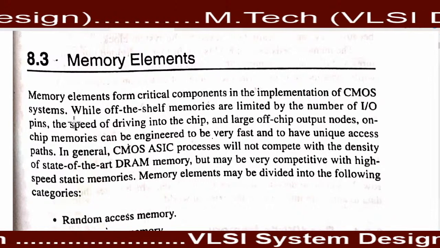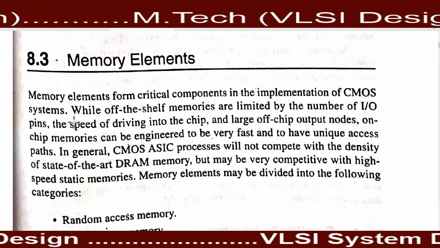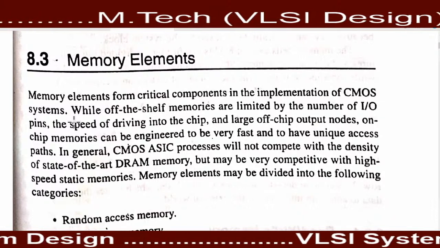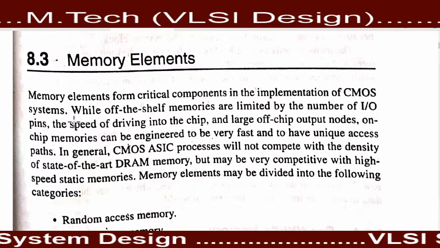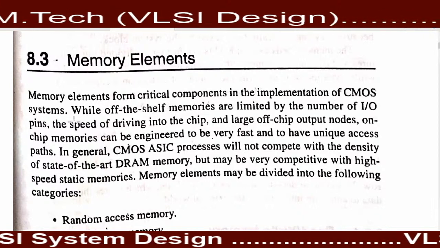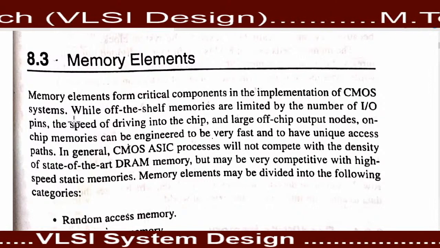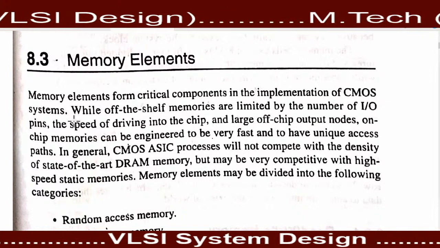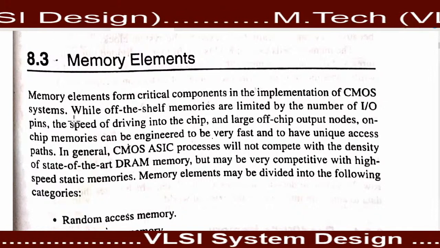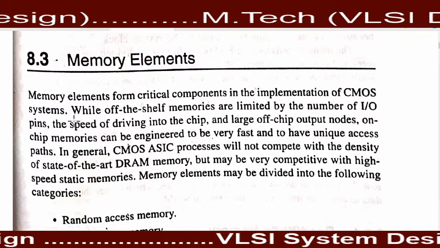CMOS circuitry is nothing but a combination of PMOS and NMOS. When we combine PMOS transistors and NMOS transistors for the implementation of any circuit, this type of implementation is known as CMOS implementation. And the circuit implemented using this combination is known as a CMOS system. So in a CMOS system, the memory element is a very important part.